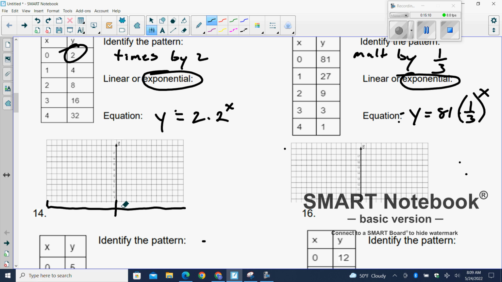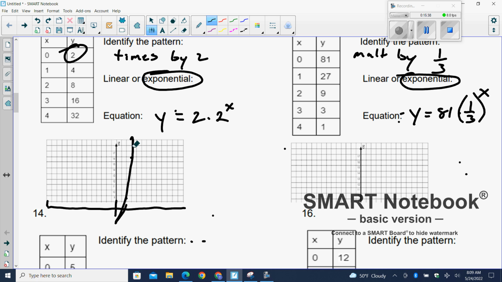Anyways, we're just going to plot points. When it's 3, it's 16. 4 is 32. 2 is 8, like sitting right there. And my graph would come through here. 0 was 2, which is down there somewhere. Anyways, my graph looks like that. Sorry, that was not a good graph.